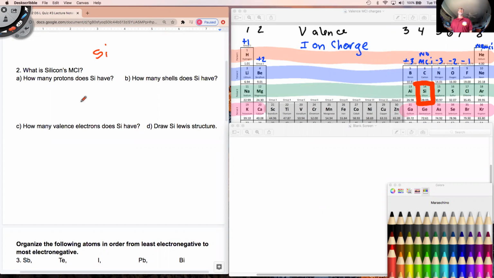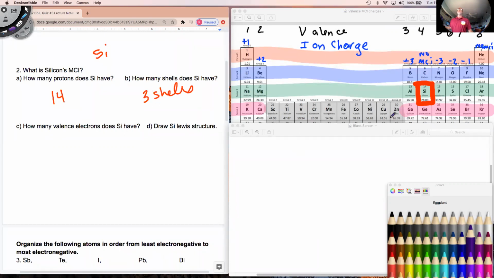The question says, how many protons does silicon have? Hopefully you can see right here, it has 14 protons. How many shells does silicon have? Well, you can see that it has 1, 2, 3 shells. It doesn't have a charge, which means it hasn't gained or lost electrons. So there are 3 shells. All right. How many valence electrons does silicon have?